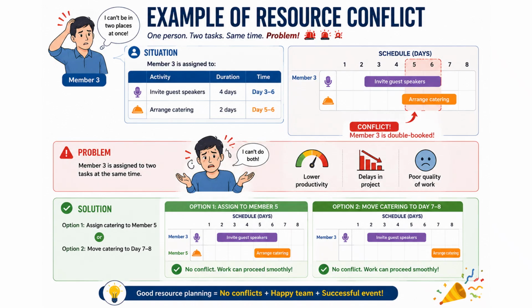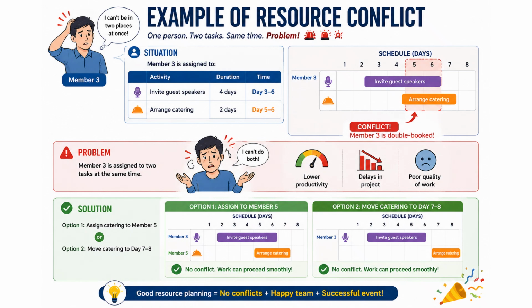This slide shows an example of resource conflict. Suppose member 3 is assigned to invite a guest speaker from day 3 to day 6. At the same time, member 3 is also assigned to arrange catering from day 5 to day 6. This creates a conflict because member 3 is expected to handle two tasks at the same time.